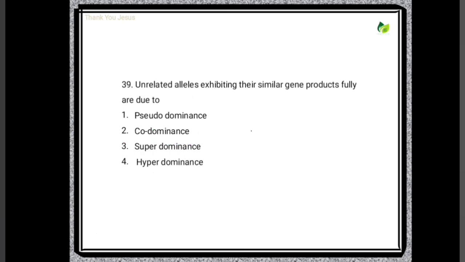Let's see the next question. Unrelated alleles exhibiting their similar gene products fully are due to pseudodominance, codominance, superdominance, hyperdominance. Correct answer is codominance.